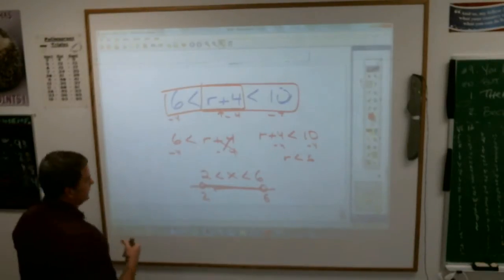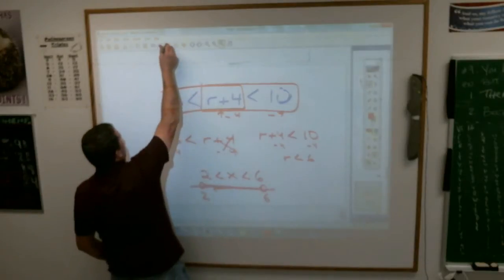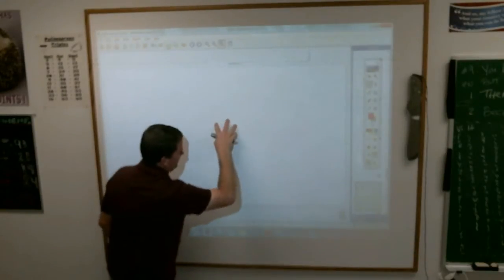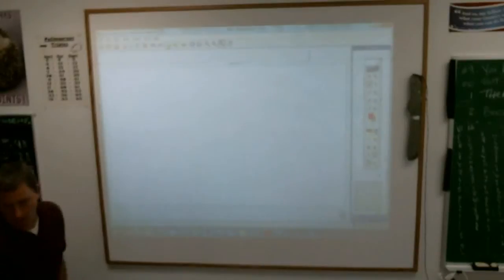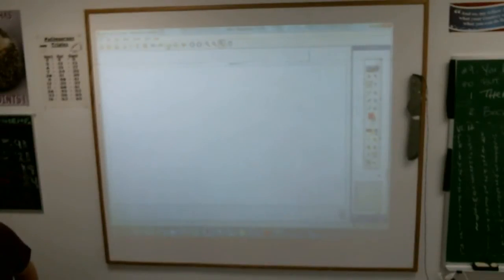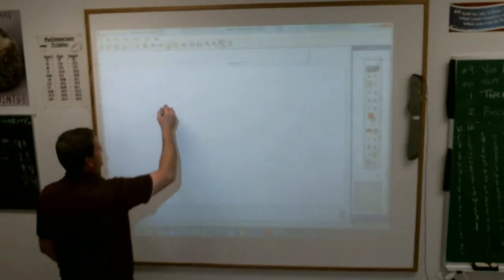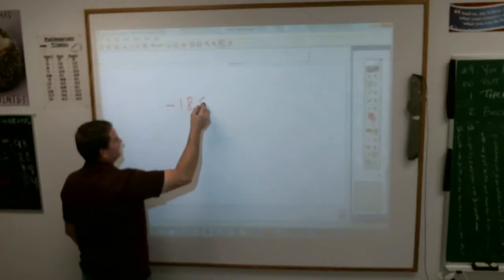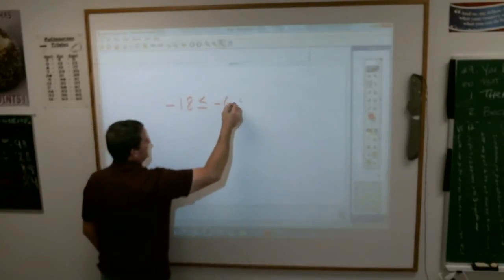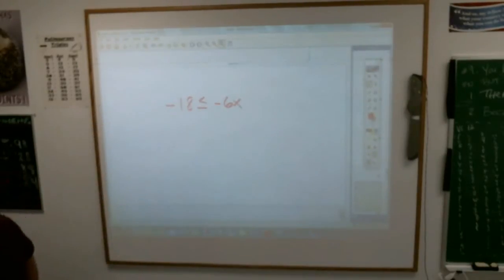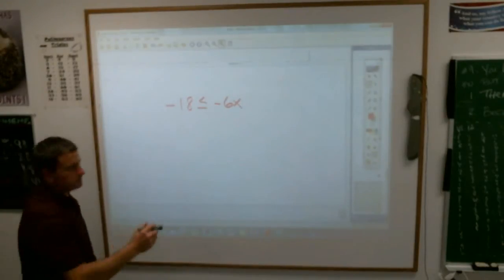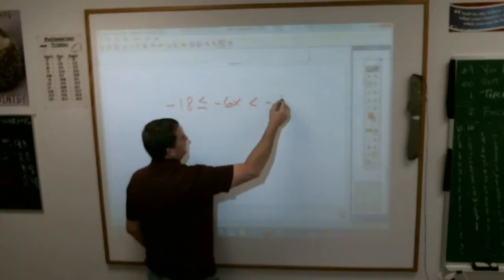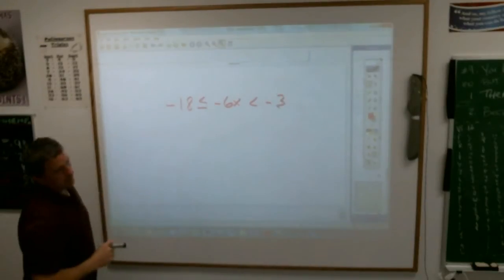Here's the deal. You have to watch out for when the variable is negative. Look at problem number 6, where it says negative 18 less than or equal to negative 6x. I'll just make it a 6x, that's a b, but I don't care. Negative 3.